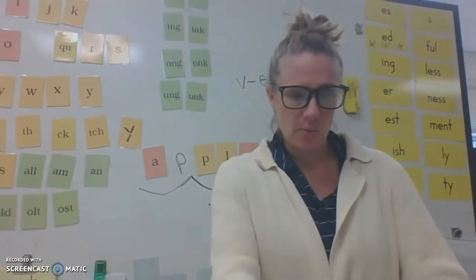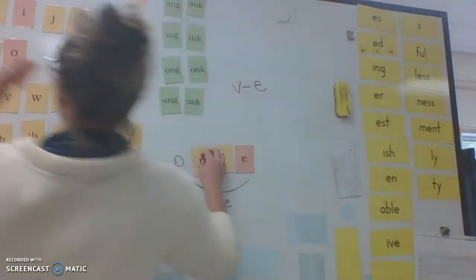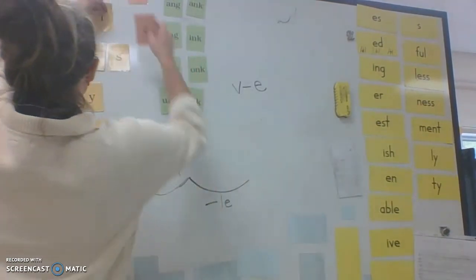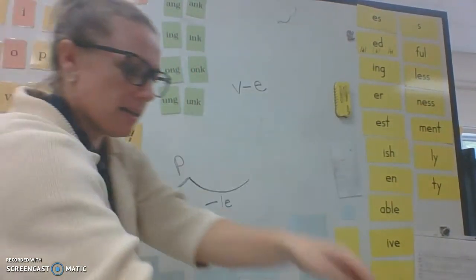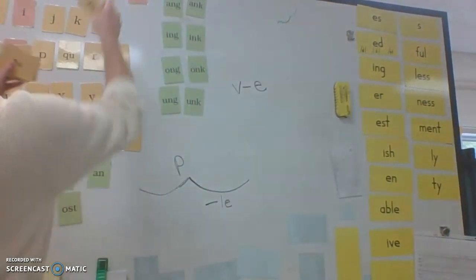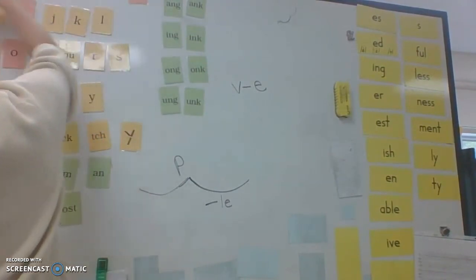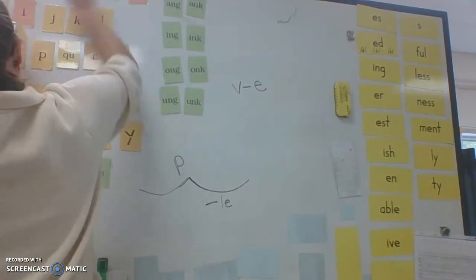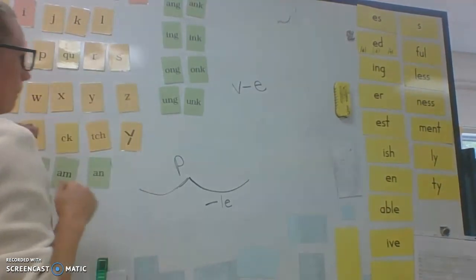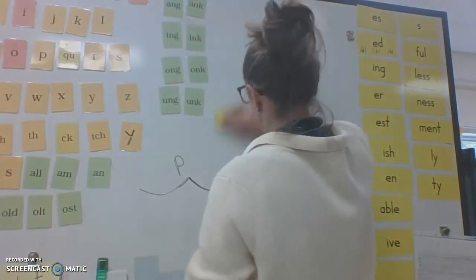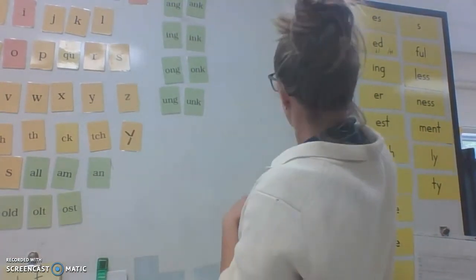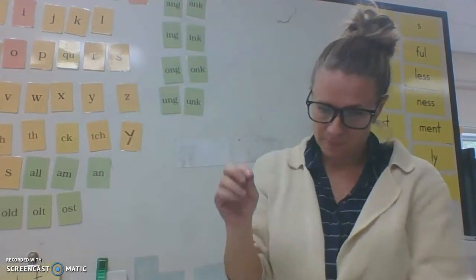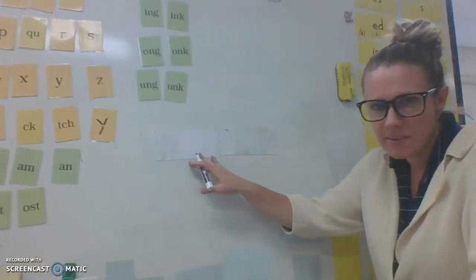Let me spell these away. We have A, P, L, E, and then I have all my letters over here. G, Z, T, F, B, M. Okay. Are you ready to try to read some more words that have consonant LE? Here we go.